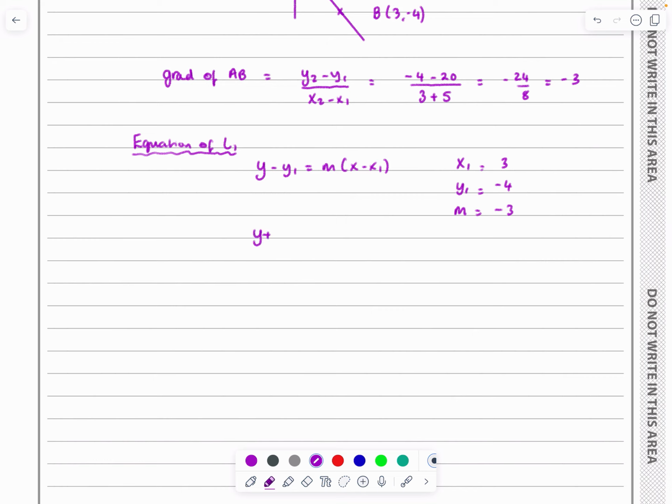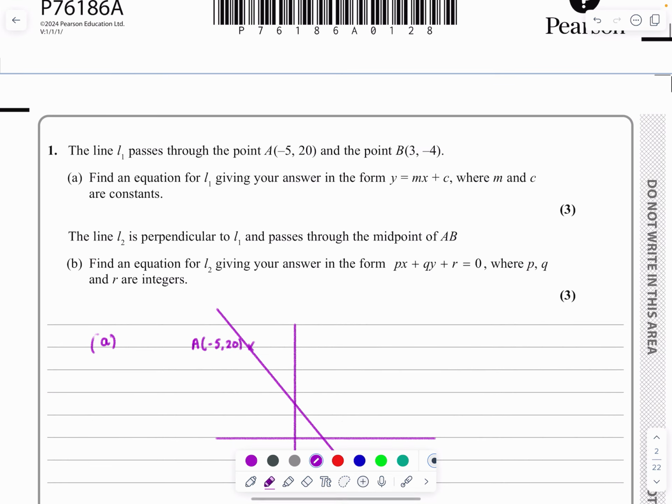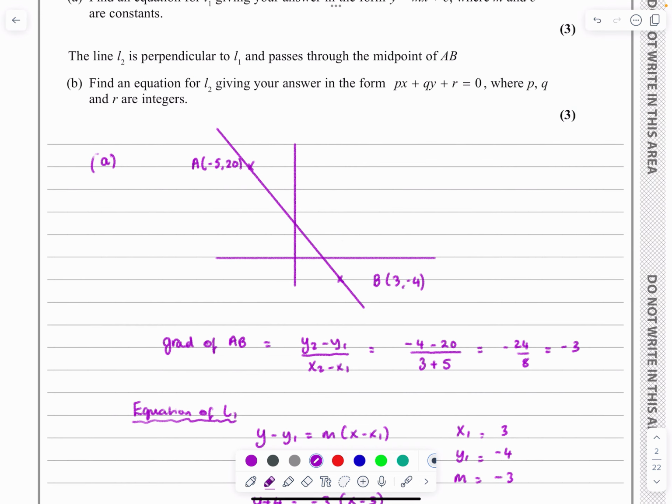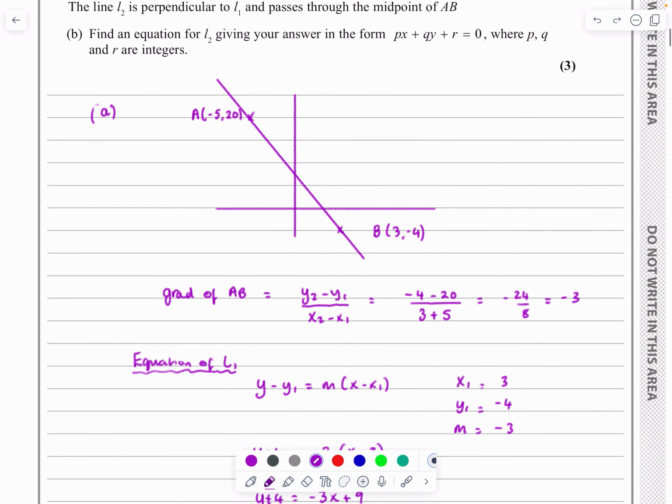I'm going to get y plus 4 is equal to -3(x minus 3), and then just go back. They want it in the format y = mx + c, so all I'm going to do is say that's y plus 4 is -3x plus 9, and then take the 4 over. I'm going to get y = -3x + 5. Again, go back and just have a look at this. Absolutely makes sense, doesn't it, that this point could be 5 here, and certainly this could be a negative gradient.